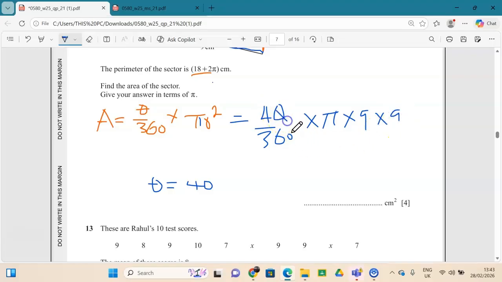So 0 can take this 0. And 4 here is 1. 4 into 36 is 9. 9 here is 1. And 9 here is also 1. So we are left with what? Pi and 9. And 9 times pi simply gives us 9 pi. And that becomes our final answer. The question says, write your answer in terms of pi. You already have it, 9 pi.